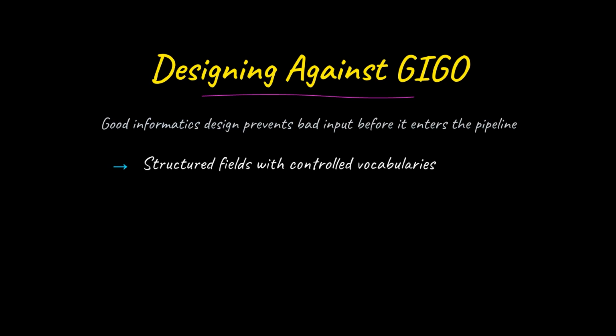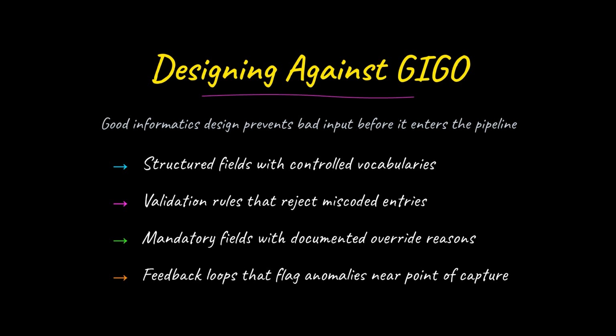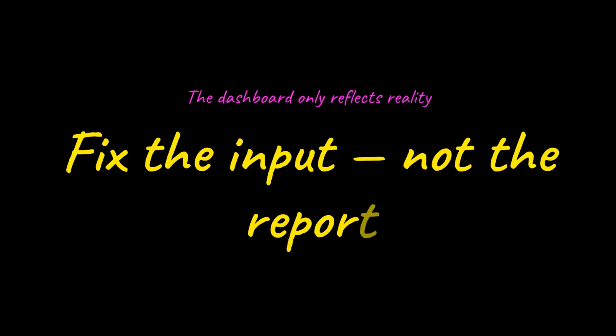The most powerful application of GIGO is as a design principle. Teams that take it seriously invest in structured fields, input validation, and mandatory entries that cannot be silently skipped. Catching errors at the source is always cheaper than cleaning corrupt data after it has traveled through an entire analytics stack. When an informatics report shows unexpected patterns, resist the urge to blame the analytics layer.